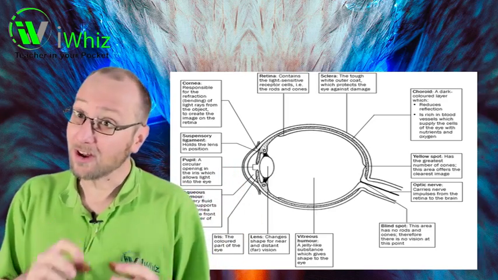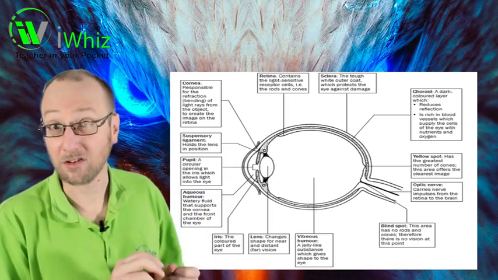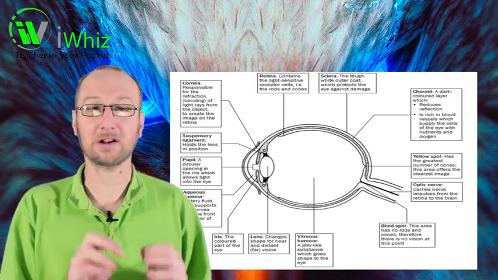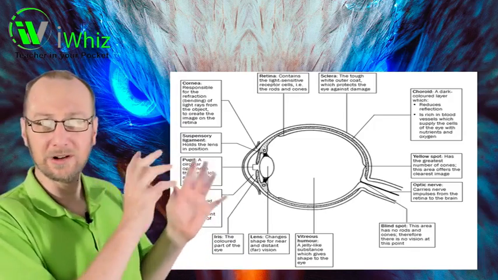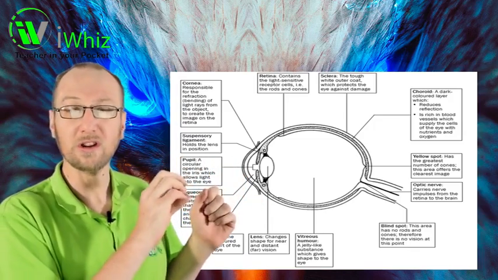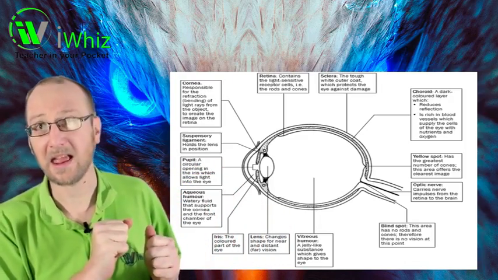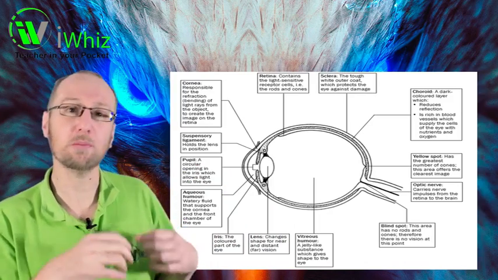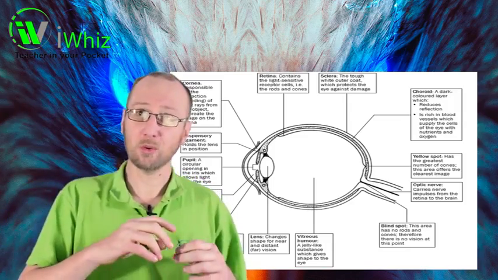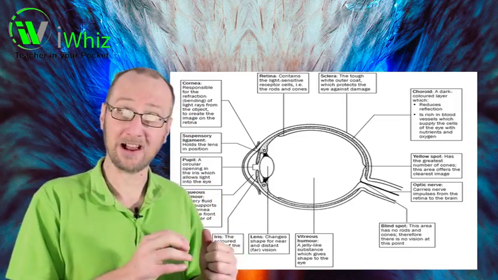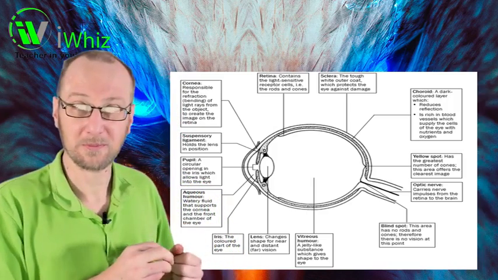The lens is held in place by what we call suspensory ligaments. We also have a liquid substance called the aqueous humor between the cornea and the lens. This helps to support all of these structures. The cornea of the eye is also responsible for refracting light and helping you to focus on objects.